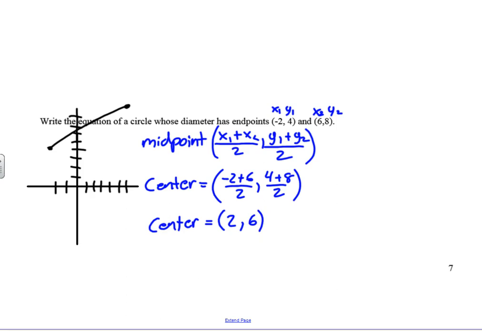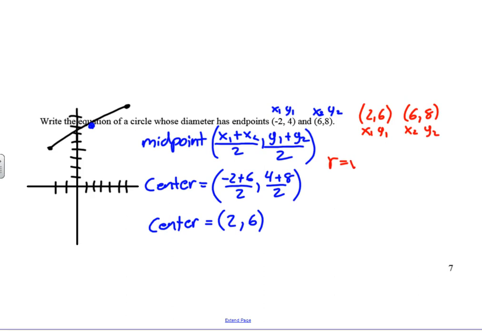So (2, 6). So we got the center. Now, what else do we need? We need to know the length of the radius. So to find the radius, I'm going to pick the center point, and I'm going to pick one of the endpoints. I'll just go with (6, 8). I'll label that my x2, y2, and the center x1, y1.